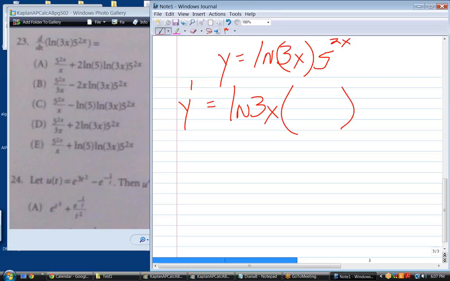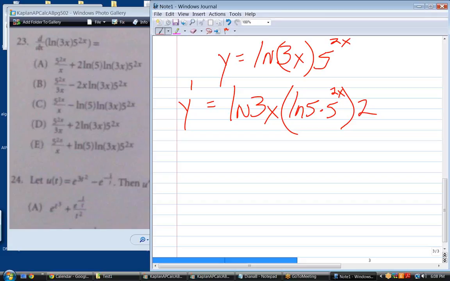Ten to the 2x? Now, start with natural log of 5 times 5 to the 2x. But because that's 2x, you've got to apply the chain rule. What's the derivative of the inside? 2. Okay, the inside being 2x.